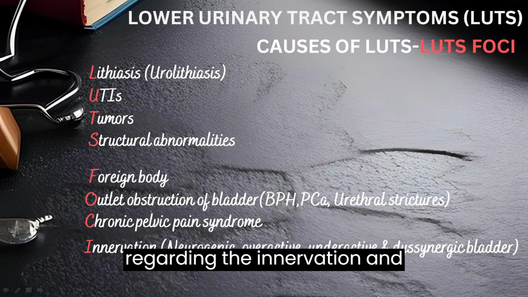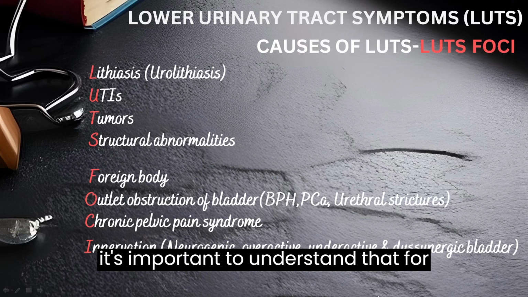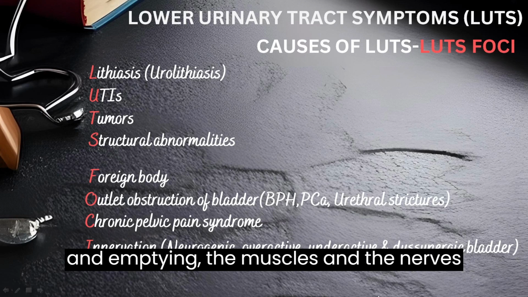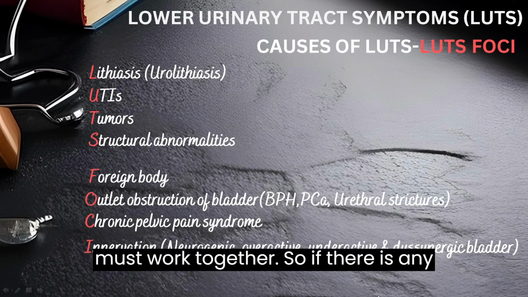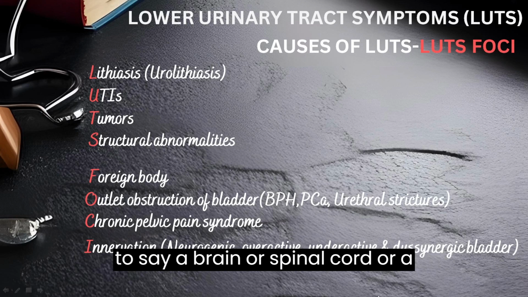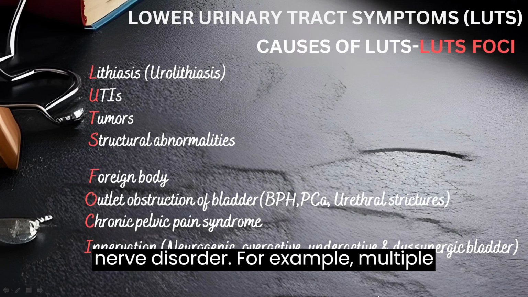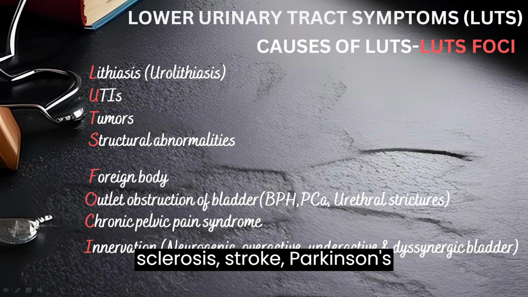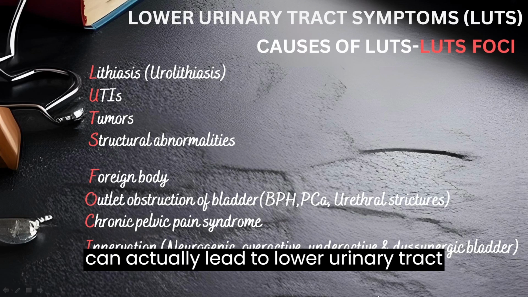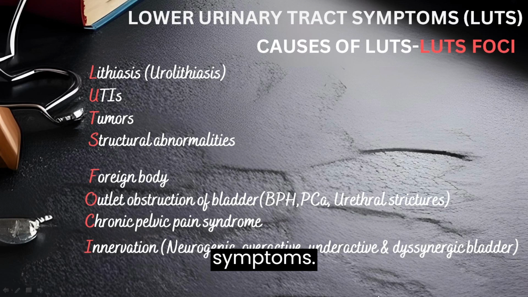Now, regarding the innervation, it's important to understand that for adequate balance between bladder storage and emptying, the muscles and the nerves must work together. So if there is any impairment of bladder function due to, say, a brain or a spinal cord or a nerve disorder, for example, multiple sclerosis, stroke, Parkinson's disease, or any spinal cord abnormalities, it can actually lead to lower urinary tract symptoms.